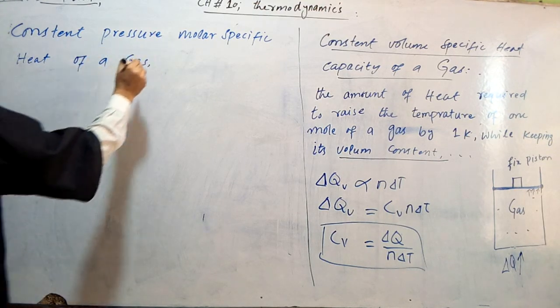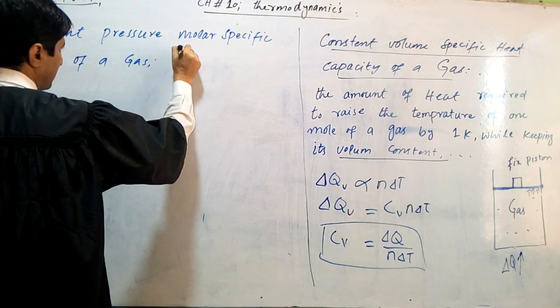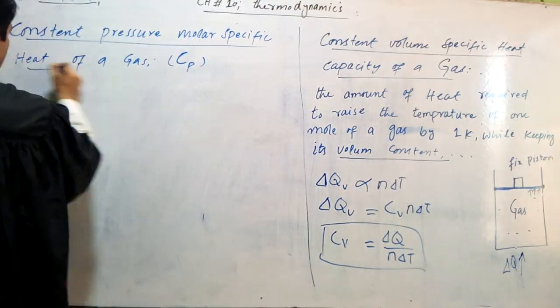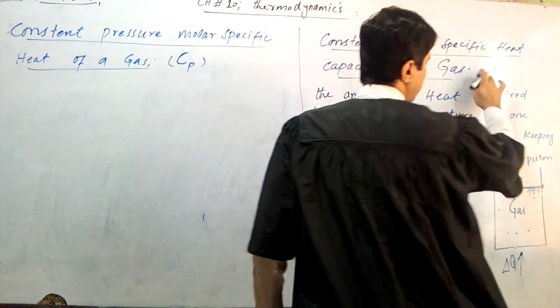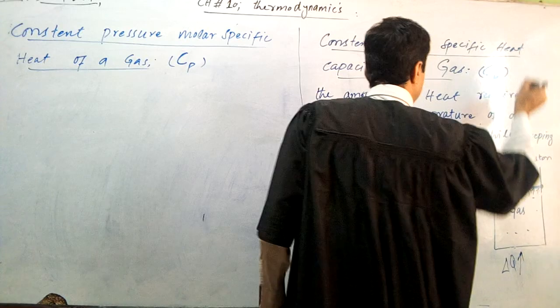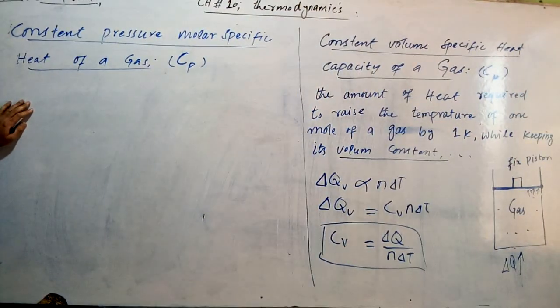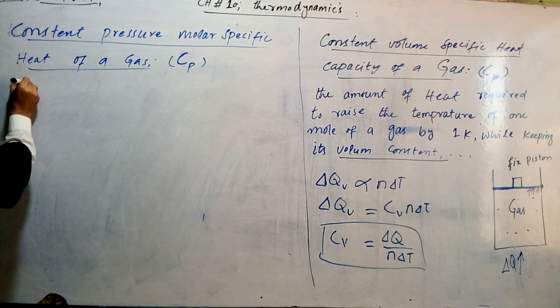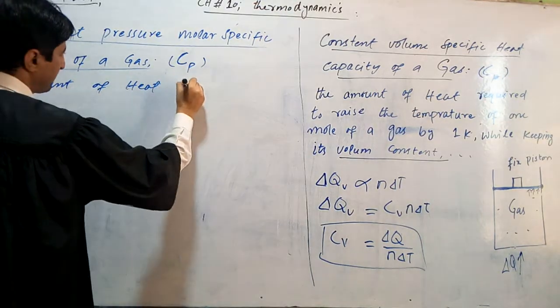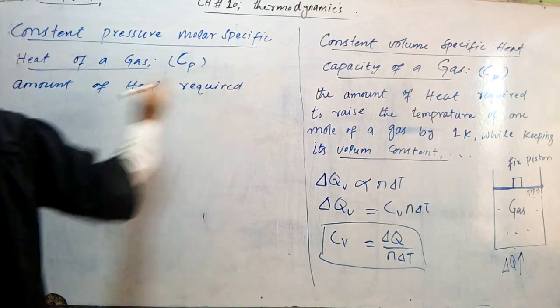And we represent it with the symbol Cp. Here the constant volume molar specific heat capacity is represented by Cv. The same definition: the amount of heat required to raise the temperature of 1 mole of a gas by 1 Kelvin while keeping its pressure constant.